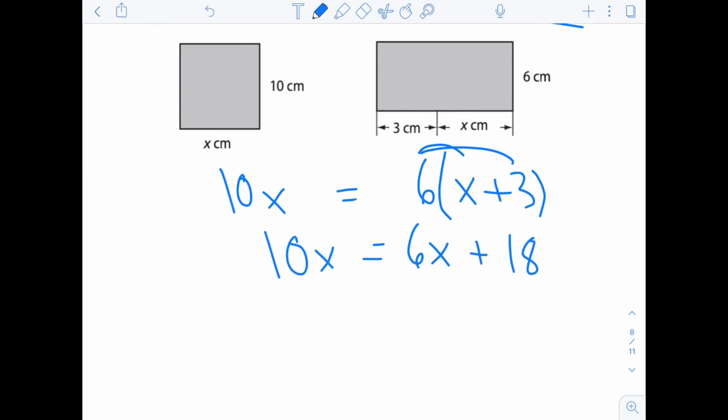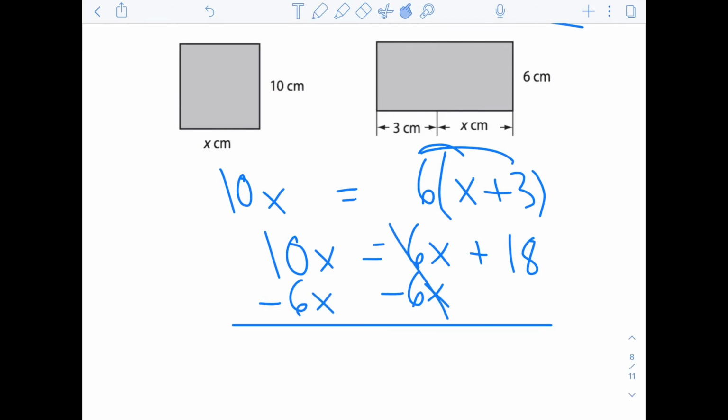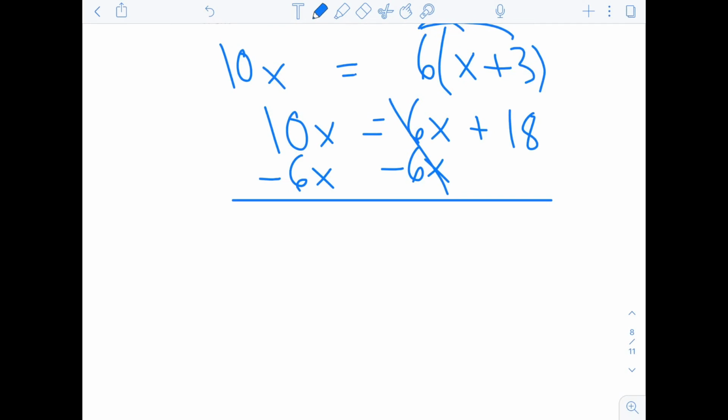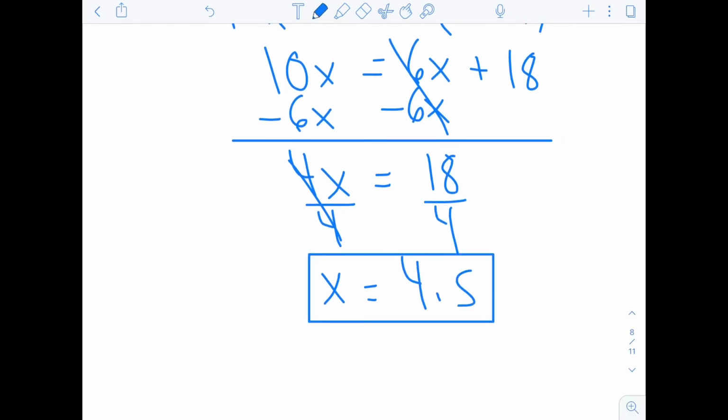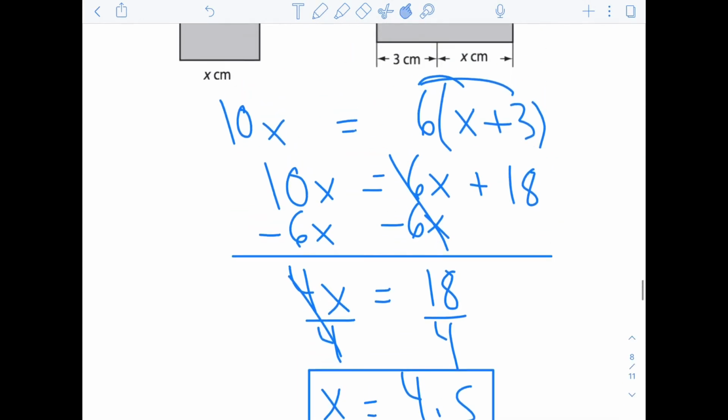And now we could get rid of the variable terms, so we're going to subtract 6x from both sides. And 10x minus 6x is 4x, and that equals 18. And we're going to divide by 4 on each side, so you're left with x equals 18 over 4, which equals 4.5. And let's check to see if this is right.